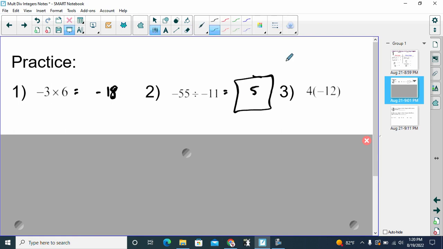Number 3, 4 times negative 12. 4 times 12 should give us 48. If we're not sure, we can multiply it out. 4 times 2 is 8. 4 times 1 is 4. 4 times 12 does indeed give us 48. Positive times negative, 1 positive, 1 negative, different signs, so negative. Again, those rules only work if I am multiplying or dividing.